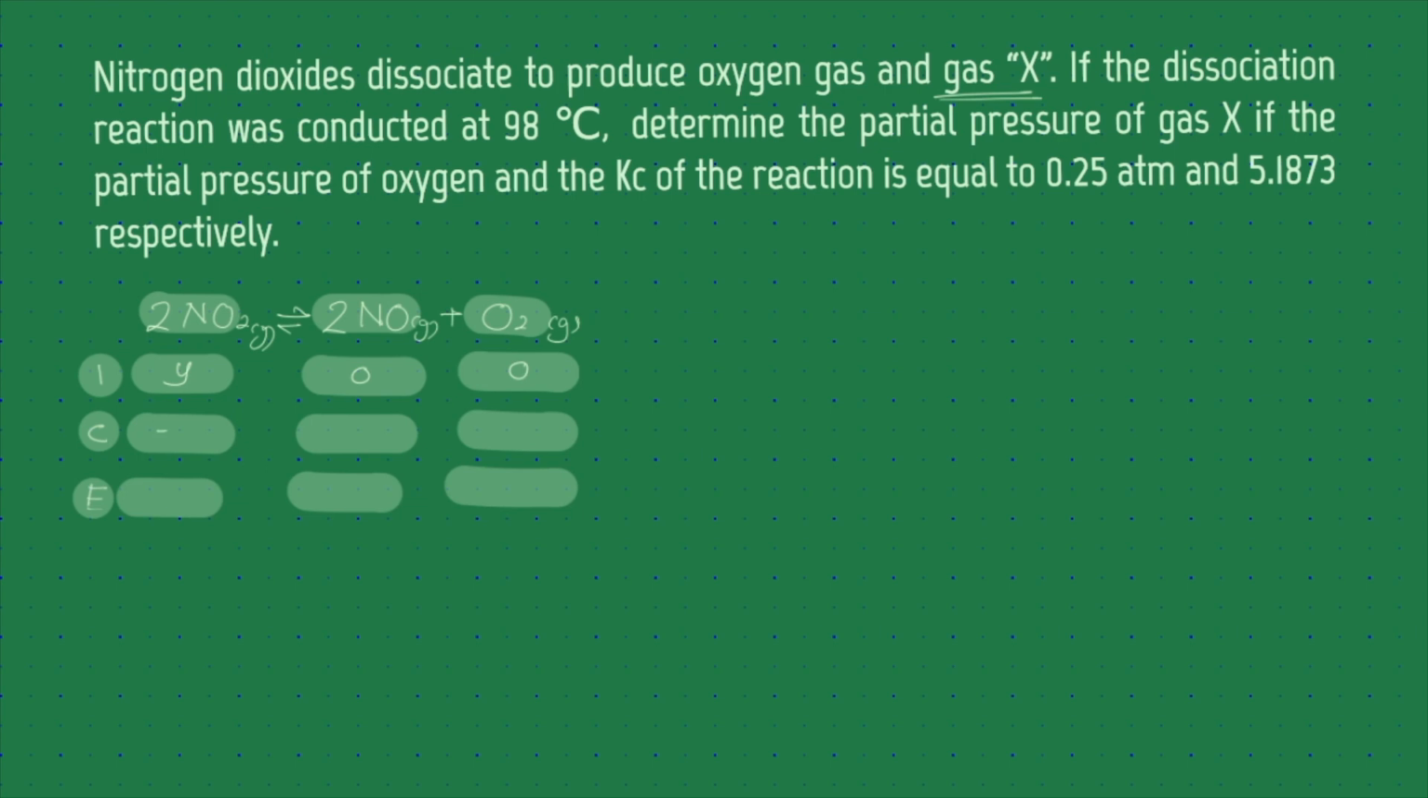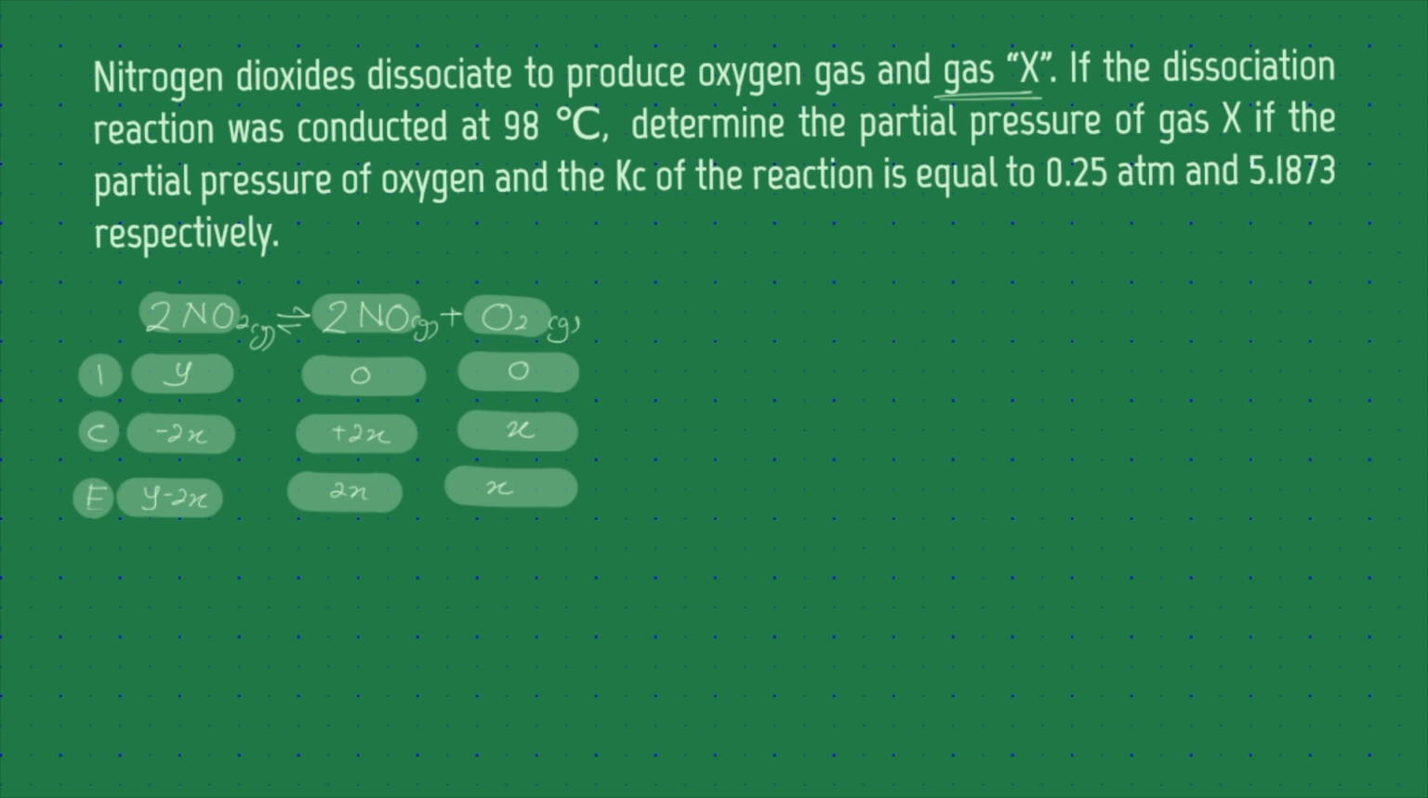So at change you will have negative 2x and here positive 2x. Here is going to be x. Therefore at equilibrium it is going to be y minus 2x. Here will be 2x and x.